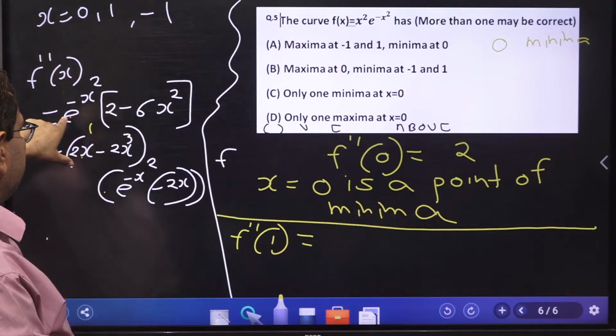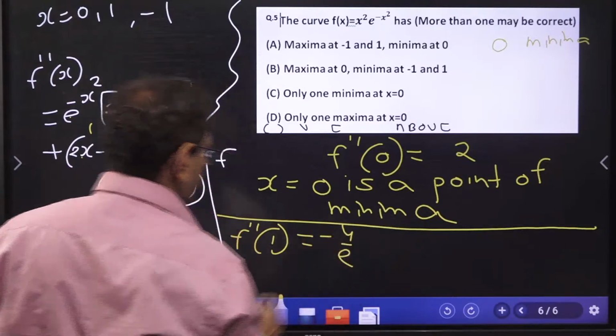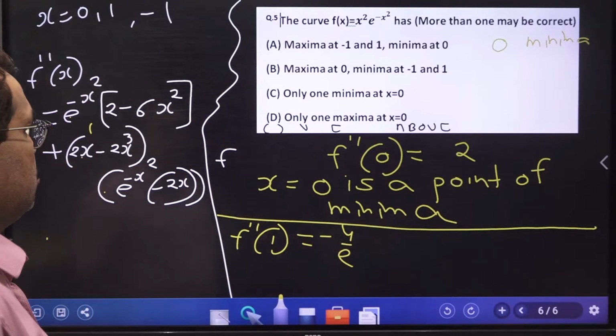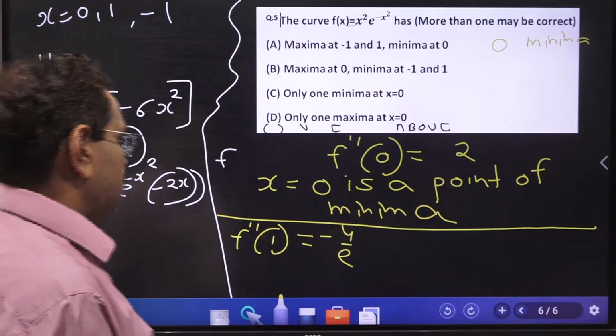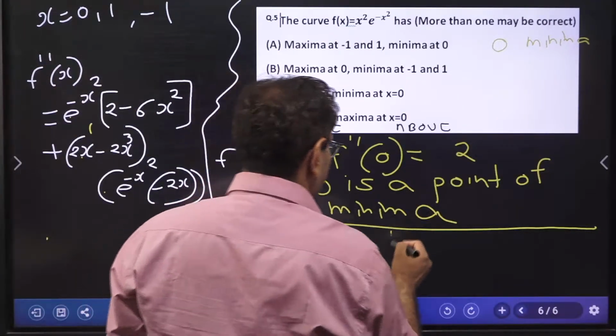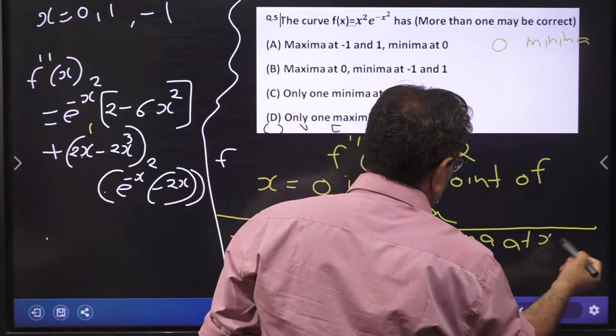Okay, and this is e to the power minus 1, so minus 4 upon e, which is a negative number, so we have a minima at x equal to 1. Sorry, maxima. We have a maxima at x equal to 1.